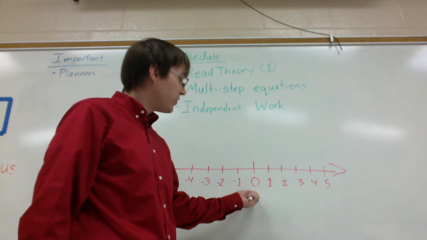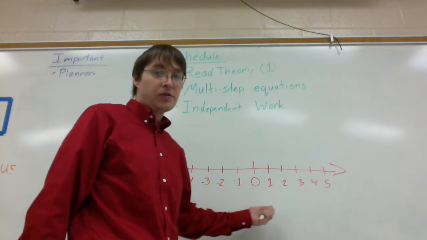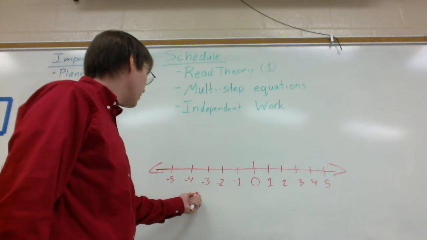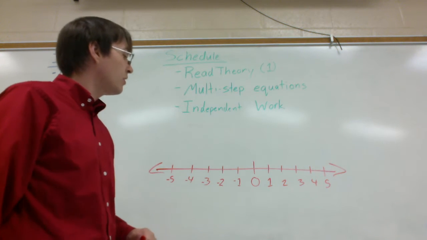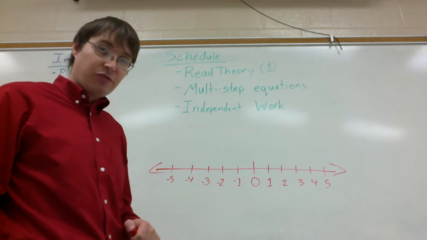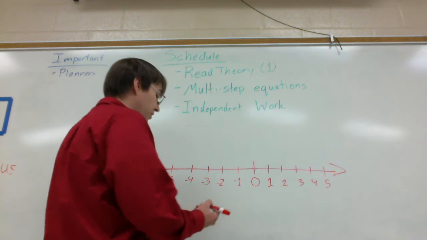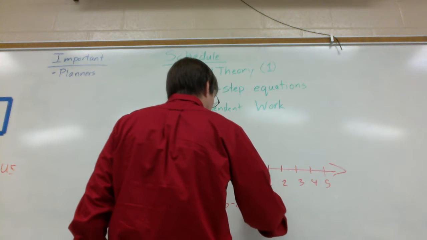We have 0 at the center. Moving to the right, we're adding positive numbers. Moving to the left, we're going into the negative numbers. So, adding and subtracting is very straightforward. We all know what to do when you see 3 minus 2. It's going to get 1.